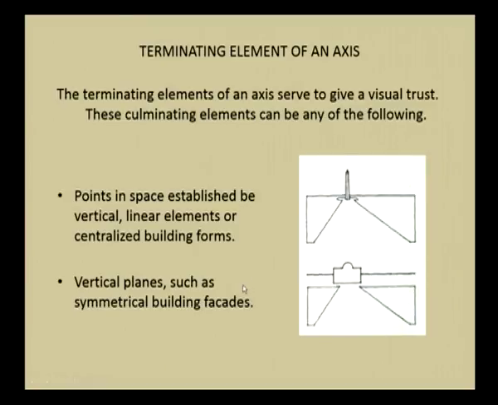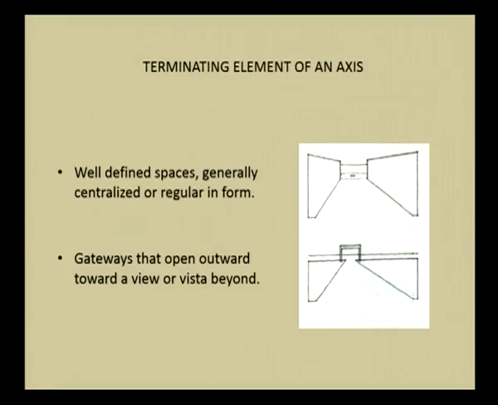Another way of empowering the axis, another way of terminating it, is by keeping a vertical plane perpendicular to the axis. Here you have the building facade which is perpendicular to the axis direction. Without a structure also, an axis can be terminated. You can have a plaza at the end of an axis.